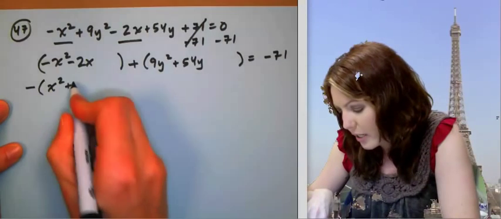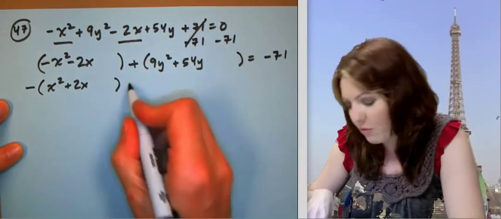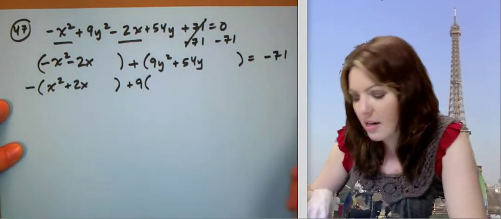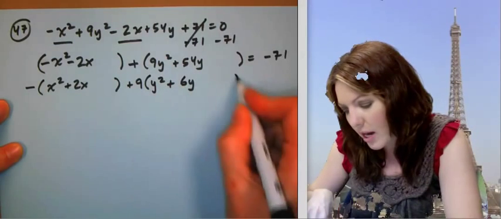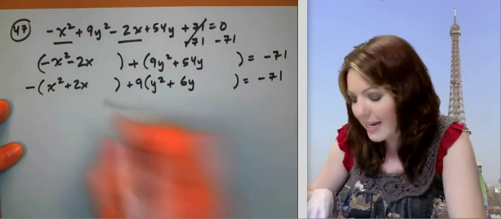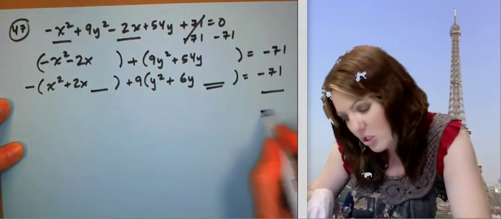So we have x squared plus 2x. And same thing in the y's. We don't want to have anything in front of the y squared, so we're going to factor out the 9. And 6y equals negative 71. And now we're going to go through and complete that square, and we're going to complete that square as well.